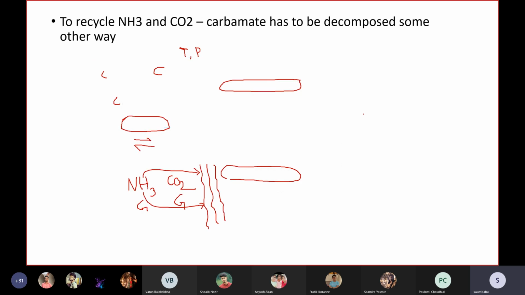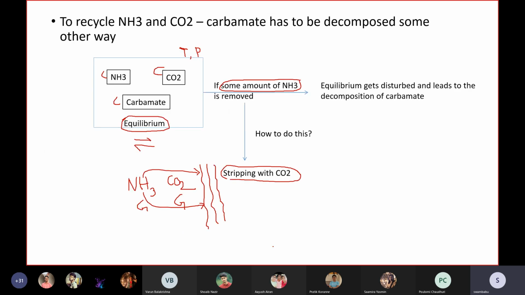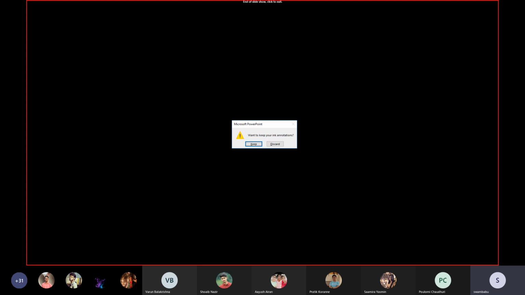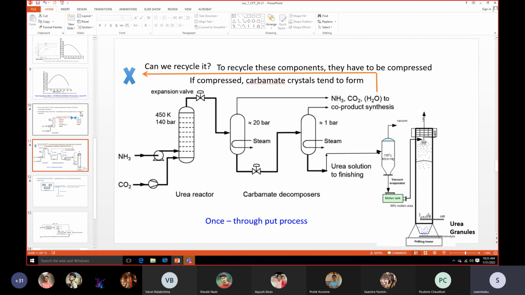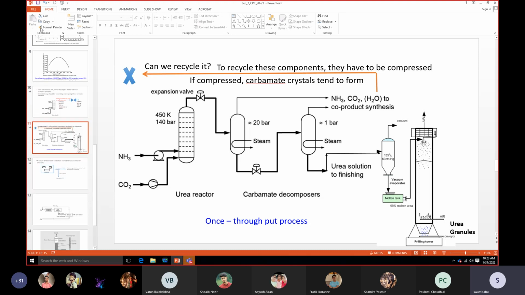However, there are still some industries using the once-through process, but very, very few. Most of the industries follow this technology for complete conversion of reactants. So that's all about the urea process. I have discussed what the process is, what the thermodynamics is, what the old industries look like, what the modern industries look like, and how to achieve that equilibrium.